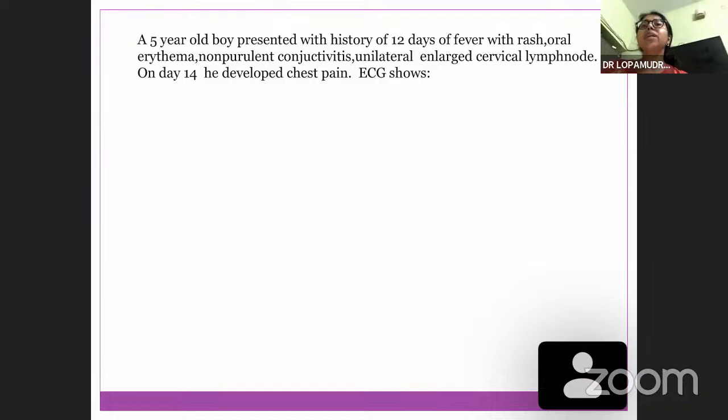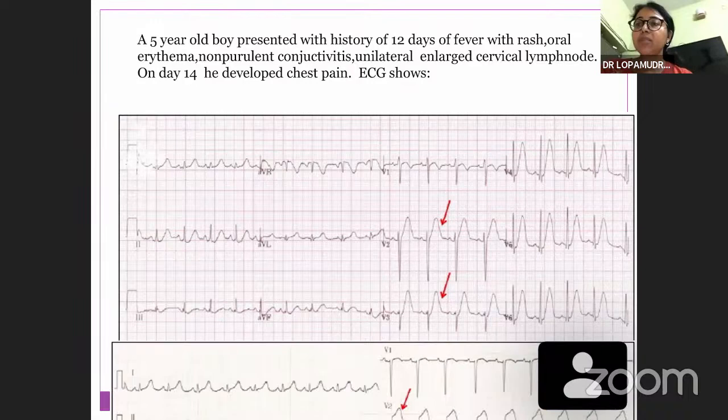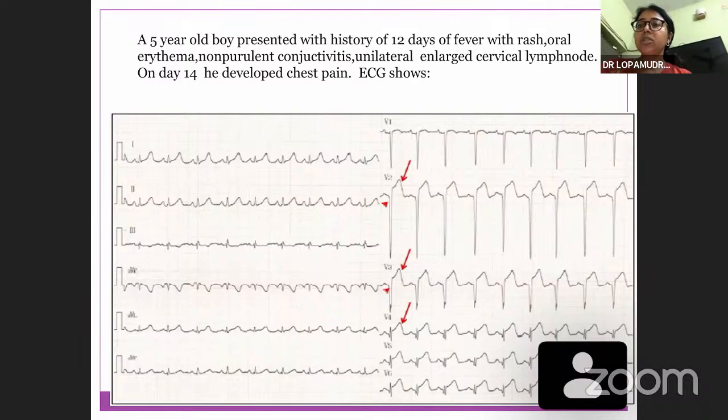In the first scenario, a 5-year-old boy presented with a history of 12 days of fever with rash, oral changes, non-purulent conjunctivitis, and unilateral enlarged lymph node. We can understand that most probably this is a case of Kawasaki disease. On day 14, he developed chest pain. The ECG shows some T wave changes, and the subsequent ECG shows ST elevation and some deep T waves. So this is a case of myocardial ischemia.